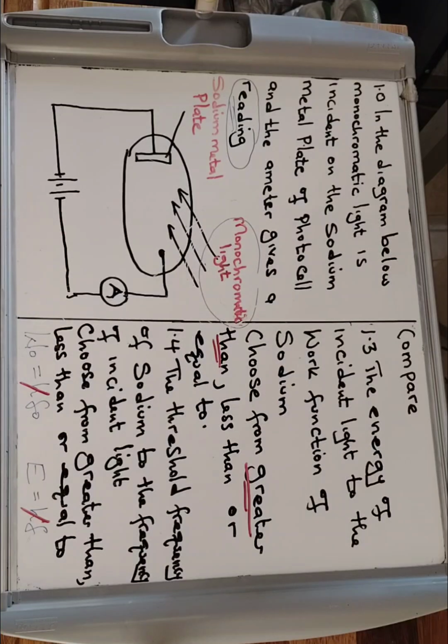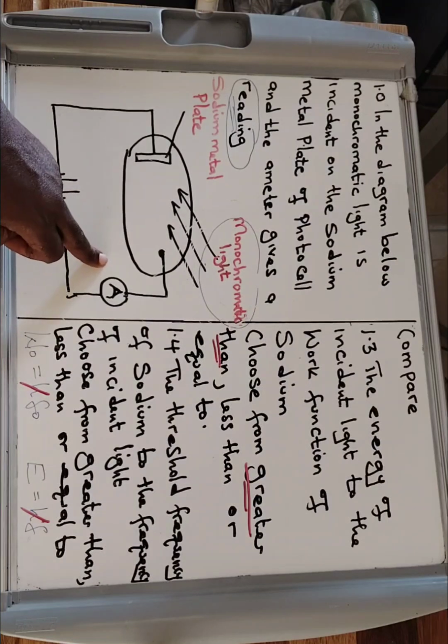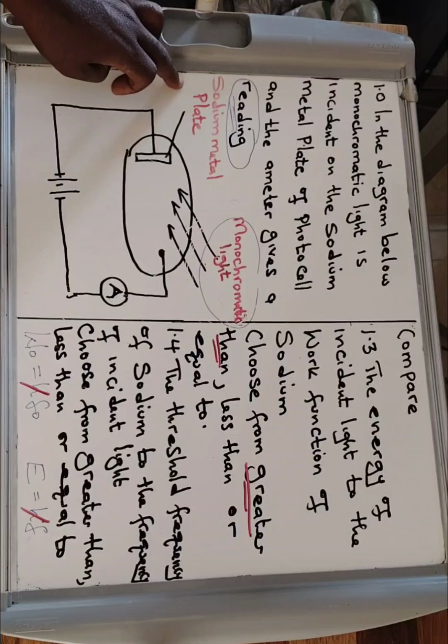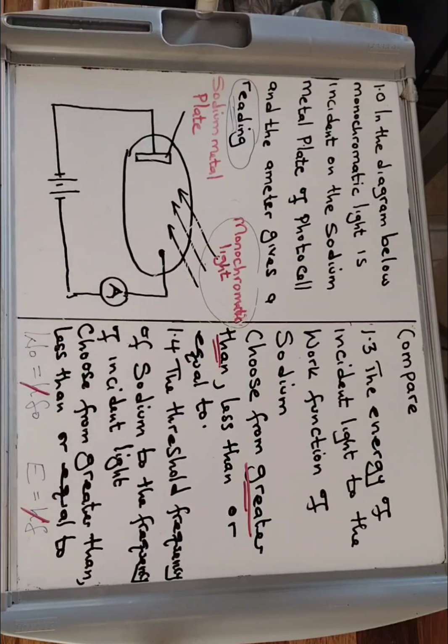And what did we say? Remember, we said that whenever you see an ammeter reading, the implication is simple: the energy of incident light is greater than the threshold frequency of the metal of interest. So what is the choice we choose here? The choice is less than. Remember the question, threshold frequency being compared to the frequency of incident light. So the answer is less than.